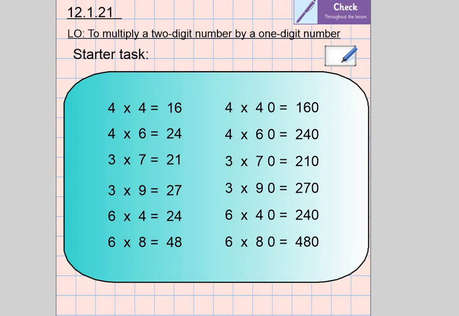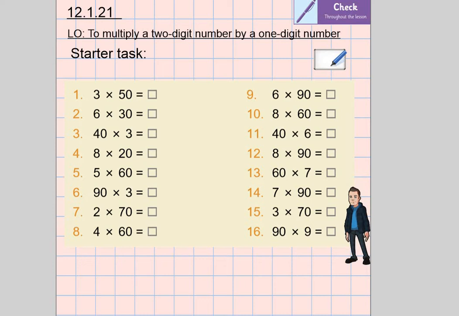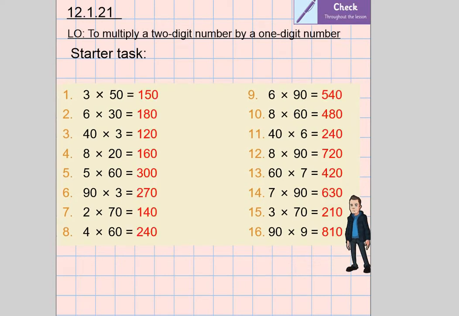Well done. You're going to need this in the lesson today, so can you have a go at these? Look at the first one. It's 3 times 50. Could you use 3 times 5 to work that out? And then make the answer 10 times bigger. Have a go and come back for the answers. Mark your own work. How did you do? You're going to use this a lot today, so well done.